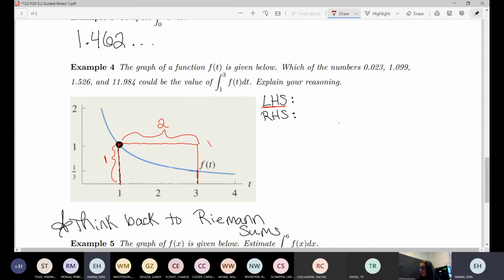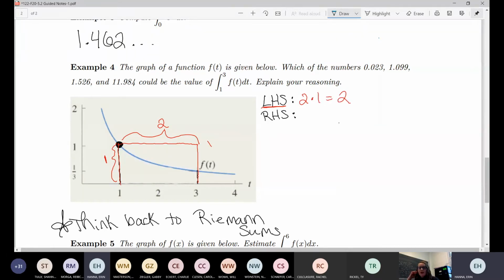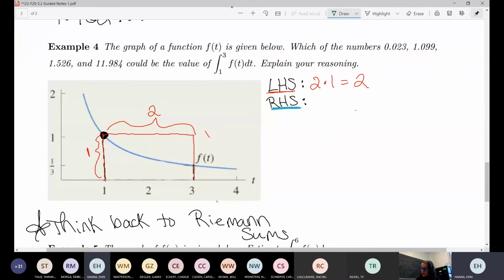So a left-hand side sum would be 2 times 1 equals 2. And of course we could split it up into more rectangles, but let's just see where this gets us. And then if we do a right-hand side, actually splitting it up into more than one rectangle is going to be hard because I don't know what the value is right here. But they do nicely give us the values for the kind of cases we're talking about right now.